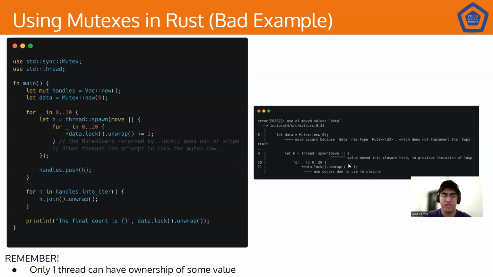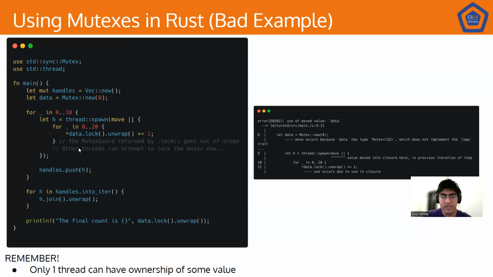So here we have an example of our mutexes on our left. We have a very simple mutex creation. We just use Mutex::new on an integer, which is just 0, and we're letting that mutex be data. And then we say for 0 in 10, we spawn our threads and we move data into our threads. And then for 0 in 20, we try and acquire a lock. We try and increment the data by 1 and then unlock by going out of scope. And then after this, the other threads can attempt to increment our data.